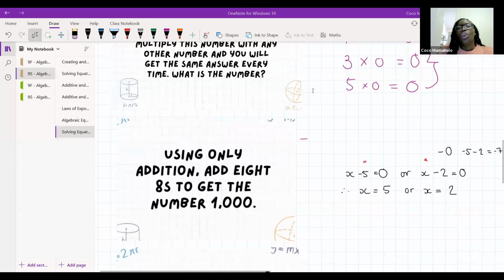The next one says, using only 8s and only addition, add 8s to get the number 1000. How can we do this? We're only going to use addition, but you can only use the number 8. How can we do it? 125 is not an 8, guys. And Chief, you can't multiply. You can only add. We are only adding.